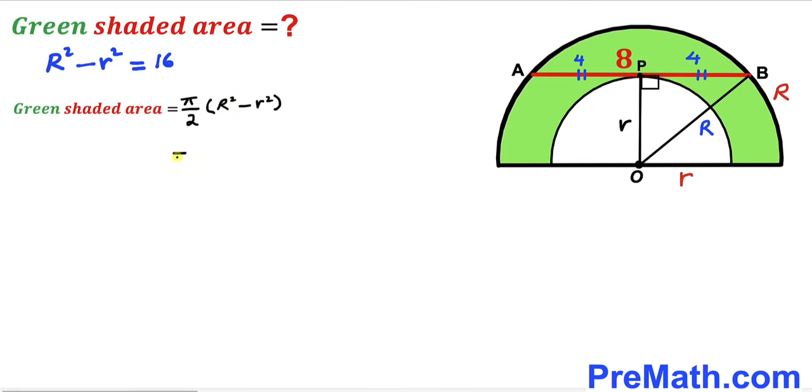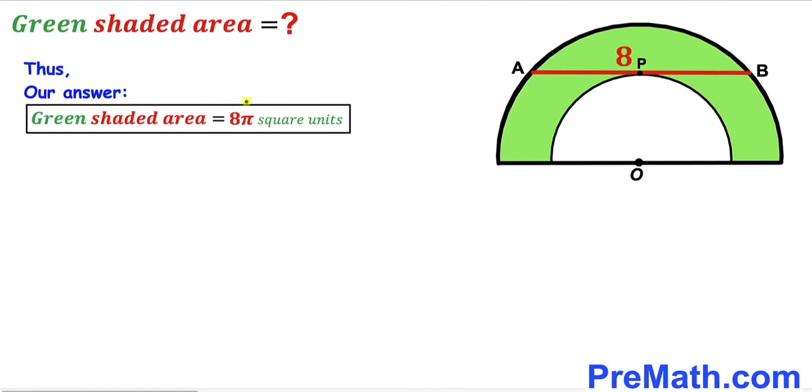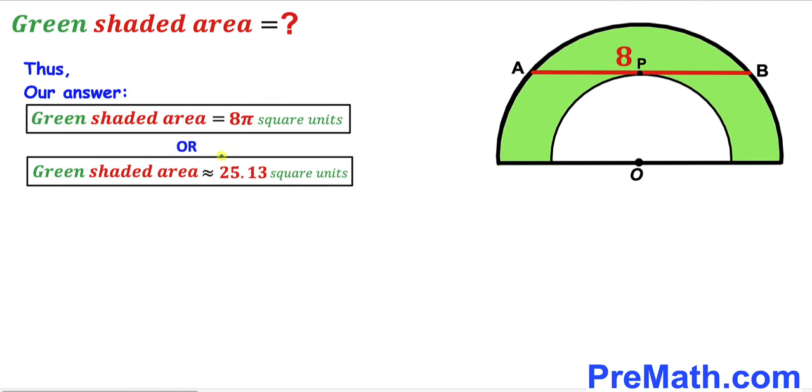So we could write this as pi divided by 2 times 16. If we simplify, that is going to give us 8 times pi. Thus our green shaded region area turns out to be 8 times pi square units. That is approximately equal to 25.13 square units as well. And that's our final answer.